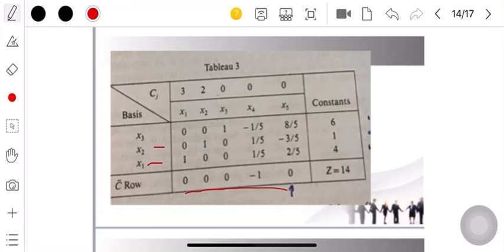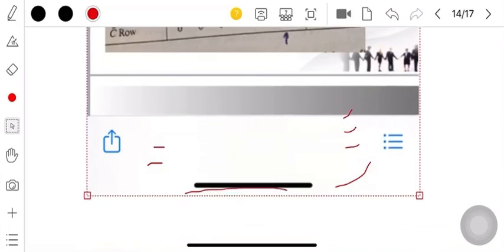The value of x3 is 6, the value of x2 is 1, and x1 is 4. The solution is x1 equals to 4, x2 equals to 1, and that's the solution, and the value of the objective function is 14. So this is the solution for this problem.